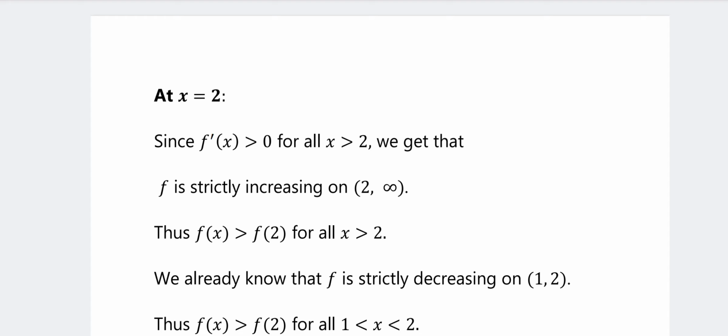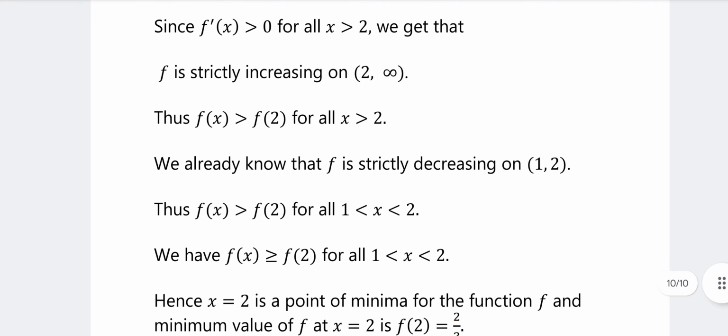Similarly, when the derivative is strictly greater than 0 for all x greater than 2, we get that f is strictly increasing on the interval (2, infinity). Thus f(x) is strictly greater than f(2) for all x greater than 2. We already know that f is strictly decreasing on the open interval (1, 2).